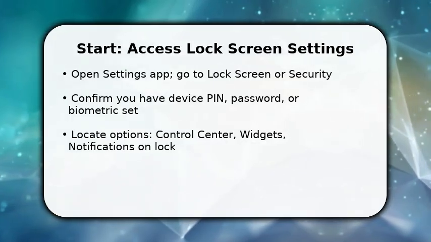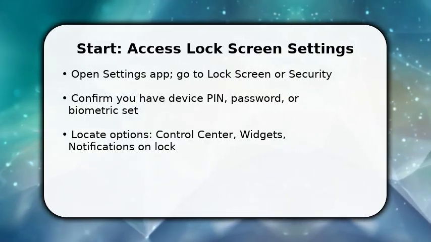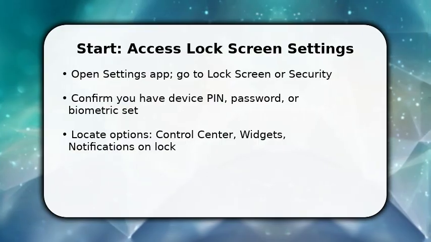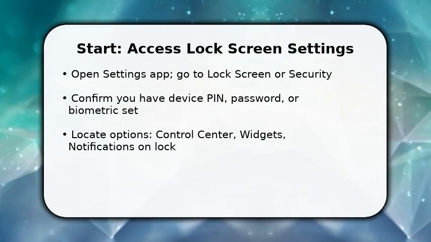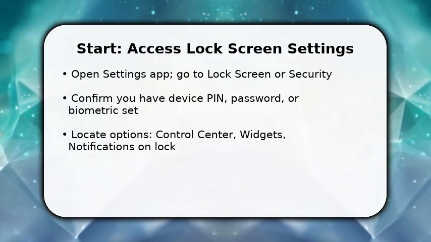Turn off Control Center on lock and disable any lock screen widgets first. These are most often responsible for accidental scrolls. Doing this now reduces touchable areas and makes the remaining steps faster and safer for your device.